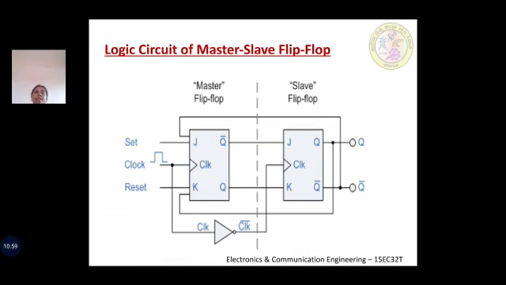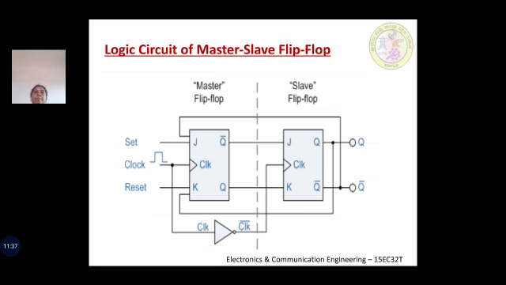So this is the logic circuit of the master-slave flip-flop. Similar to the JK flip-flop, the master flip-flop has JK inputs, clock input, Q and Q bar, and the second set, the slave flip-flop, also has two inputs, J and K, Q and Q bar. Clock of slave flip-flop. Can you see that NOT gate? Yes, the NOT gate indicates the inverted clock input. So it is indicated by CLK bar.